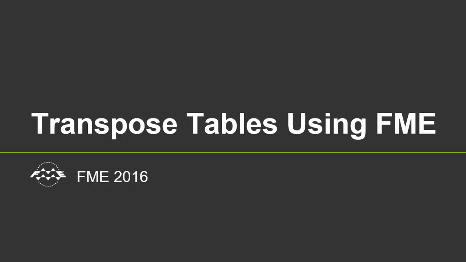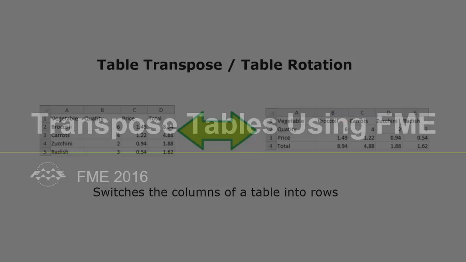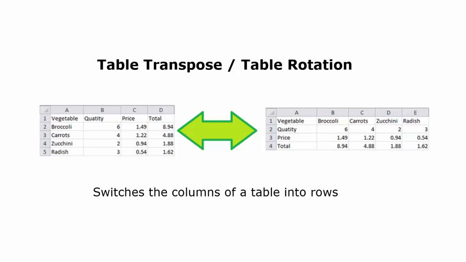In this tutorial, we will demonstrate how to transpose a table in FME. Transposing a table, also known as a table rotation, involves switching the columns of a table into rows, in most cases without any data manipulation or summarization.